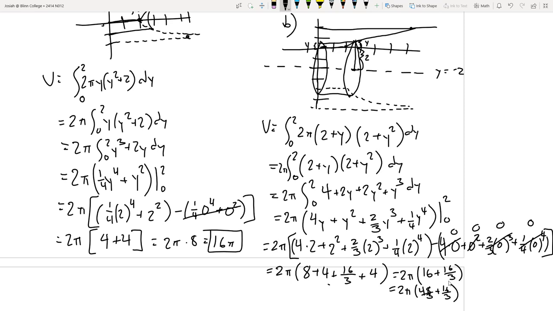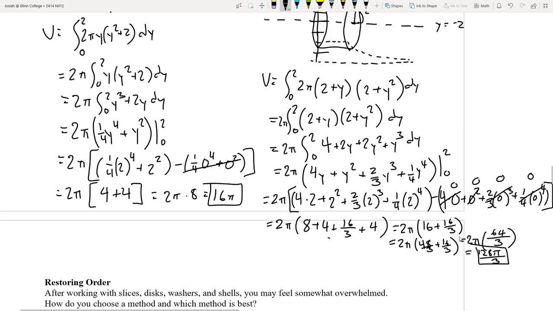All right, so 2 pi times 48 plus 16 over 3, we've got 64 over 3. Then we'll multiply by 2 pi, so we get 128 pi over 3. And then cubic units, right? So that's going to be our solution for if we move that radius out.